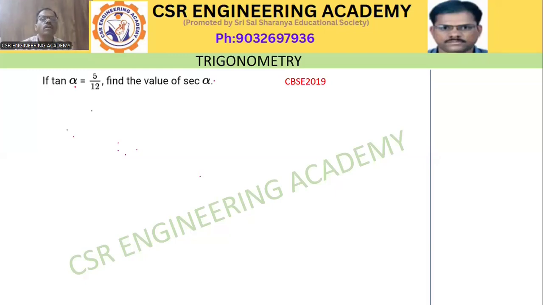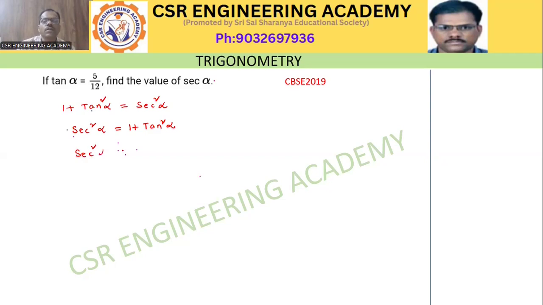If tan alpha is equal to 5 by 12, find the value of secant alpha. We know that 1 plus tan square alpha is equal to secant square alpha. Rearranging terms, secant square alpha is equal to 1 plus tan square alpha.